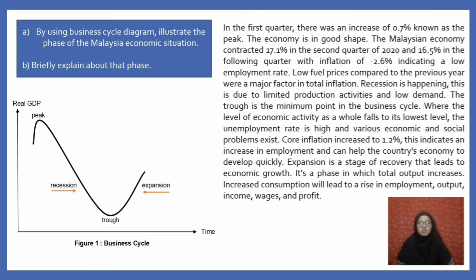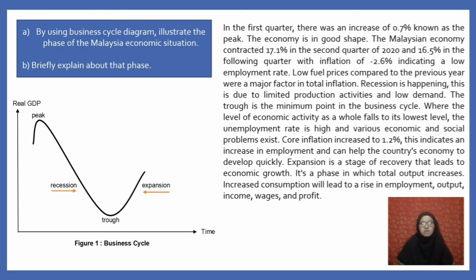In the first quarter of the Malaysian economic phase, there was an increase of 0.7%, known as the peak. The economy is at full employment, trade and output are high, and aggregate demand and national income are high. The Malaysian economy contracted 17.1% in the second quarter of 2020 and 16.5% in the following quarter, with inflation of negative 2.6%, indicating a low employment rate. Low fuel prices compared to the previous year were a major factor in total inflation during the quarter.